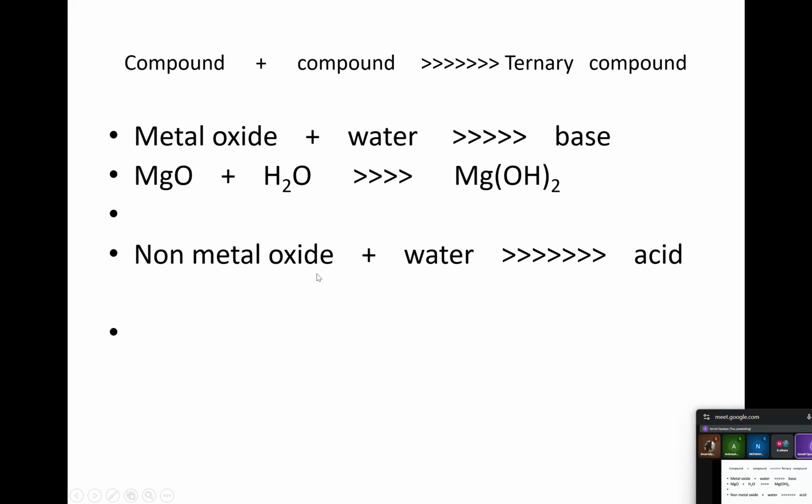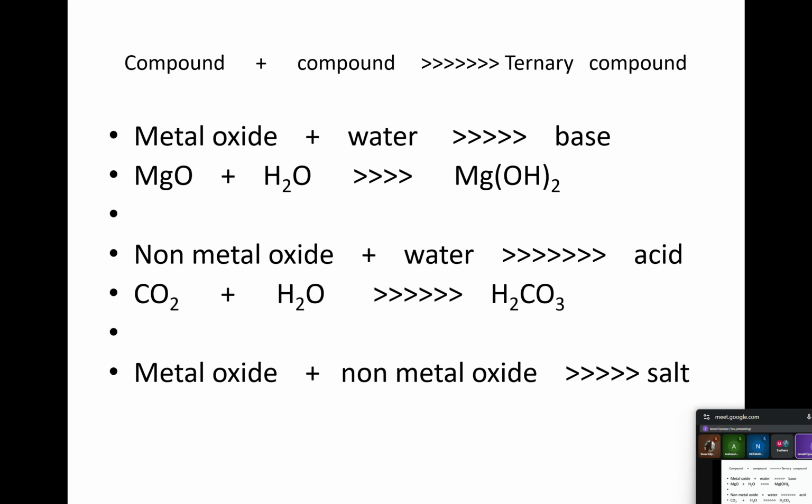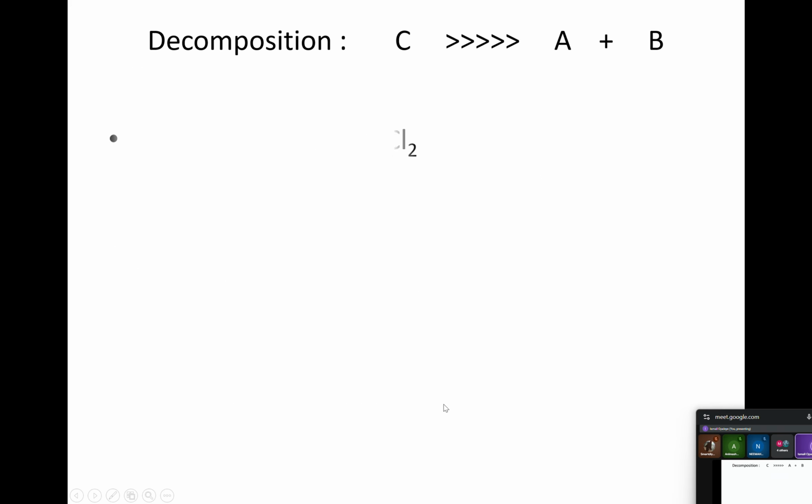Next one, you have non-metallic oxide with water to give an acid: CO2 combined with H2O to give H2CO3. It's also a balanced equation already. Also, you have metallic oxide with non-metallic oxide to give salts. All of these are combination reactions. You have just the formation of a single product there. So this one, calcium oxide reacting with CO2, results in the formation of calcium carbonate. So it's also a combination reaction.